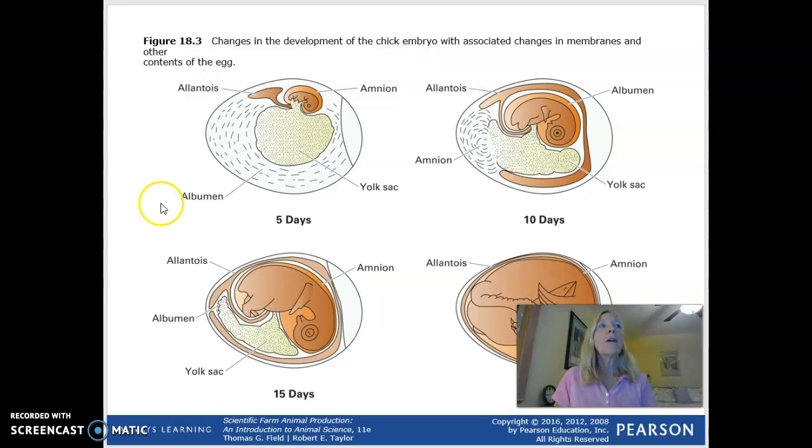So this is a picture of embryonic development in a chicken. Chickens are fascinating because you can watch the embryonic growth develop by the day. So a chicken egg only takes 21 days to hatch. So every day something new develops.